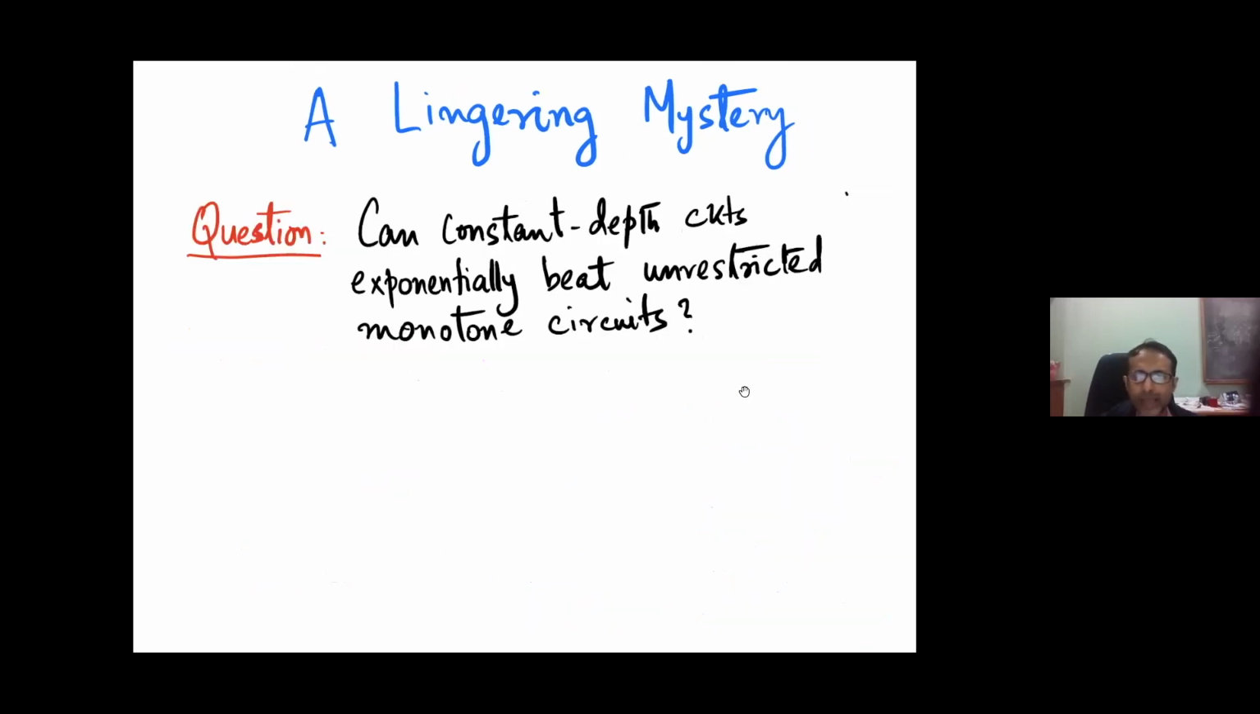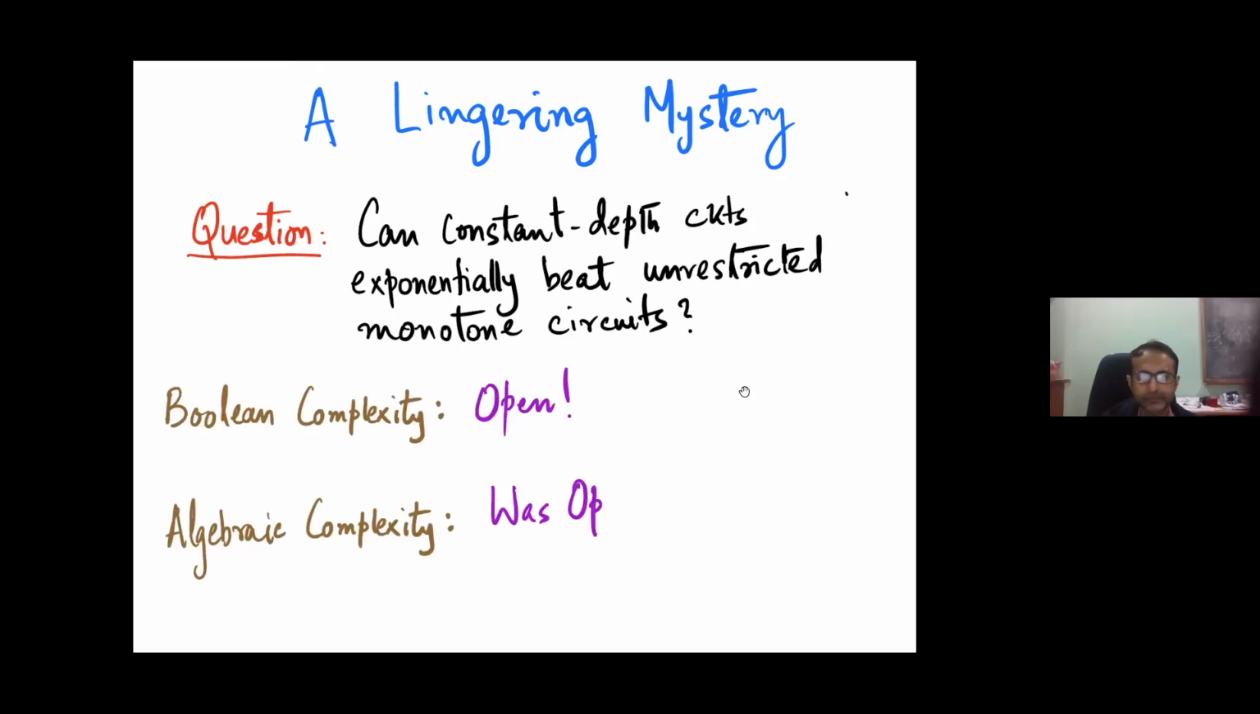So that's the story so far. And now what we'd like to understand is to ask the most extreme form of this question. Can there be constant depth general circuits, which allow for cancellation and negation, that can exponentially beat unrestricted monotone circuits? If one could prove such a thing, this would be the strongest possible qualitative separation between the powers of negation and monotone computation. In Boolean complexity, this is open. In algebraic complexity, this was open until our work.